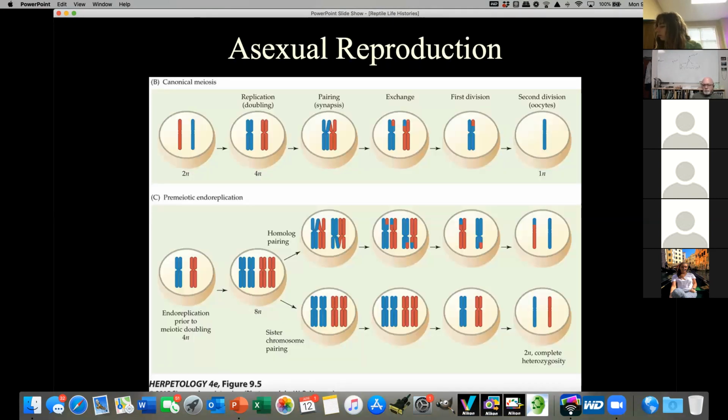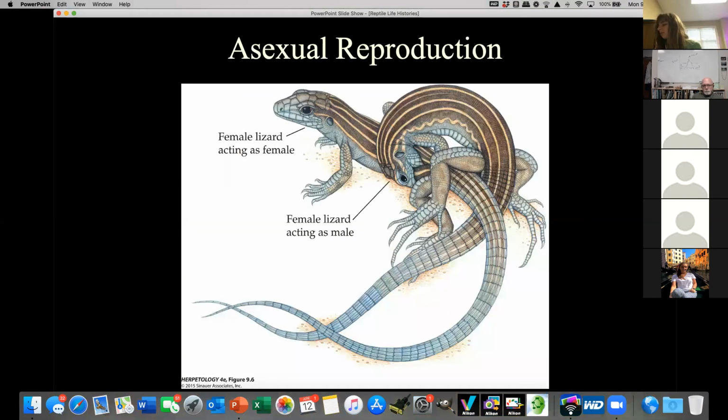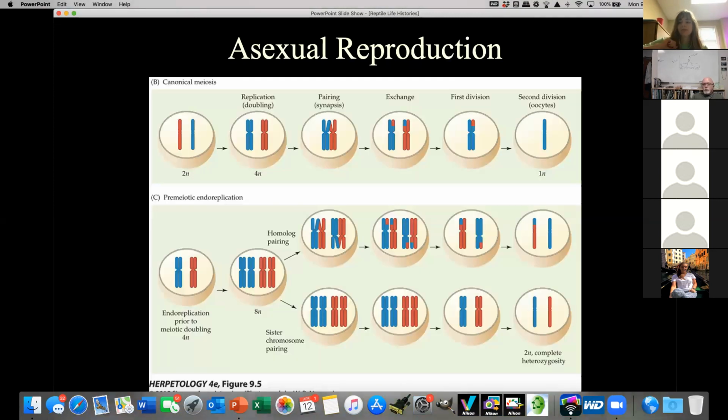That was a lot of information delivered in a single slide. Do you have questions about that? So pre-meiotic endoreplication refers to this replication of the chromatids before you enter the process of meiosis. So in some cases, a quick, yeah, go ahead.